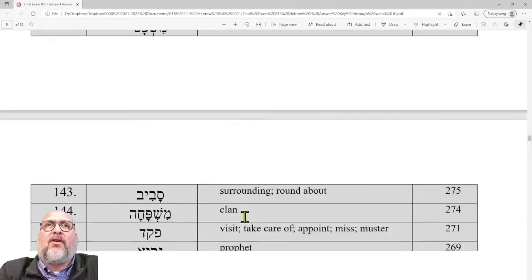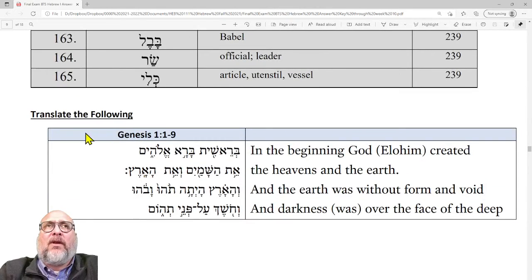And then we're coming to the translation, and this should say 1 to 19 instead of 1 to 9. That's a mistake. Sorry about that.